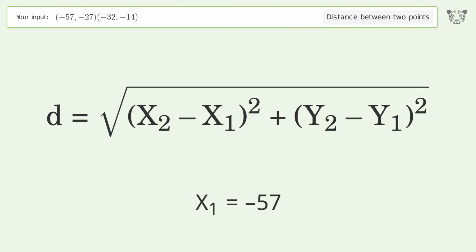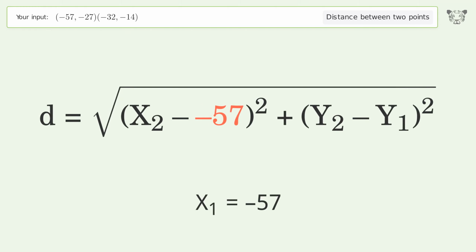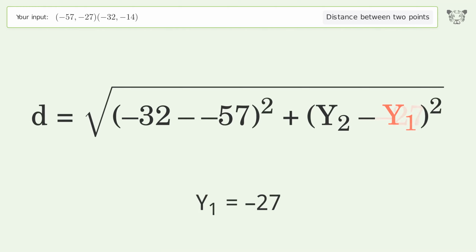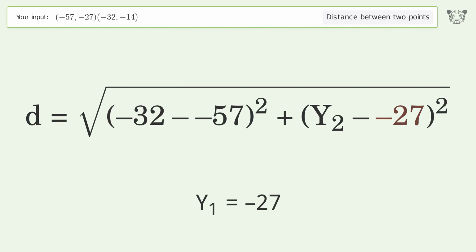x1 equals negative 57. x2 equals negative 32. y1 equals negative 27. y2 equals negative 14.